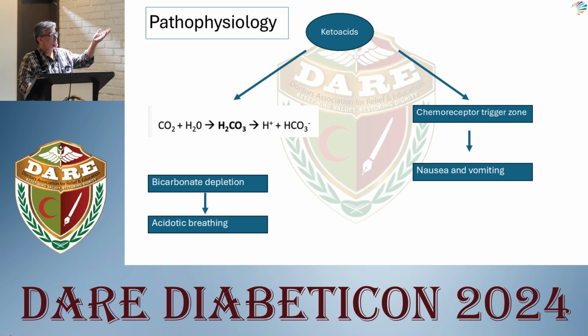And it will also excessively stimulate the chemoreceptor trigger zone in the medulla oblongata in the brain, and that will lead to excessive nausea and vomiting. So these are all the reasons for the various symptoms of diabetic ketoacidosis that you will see.